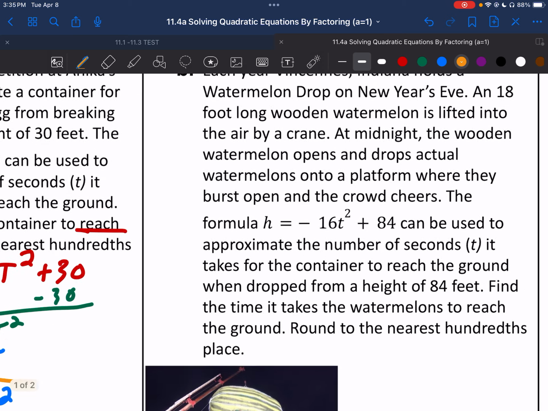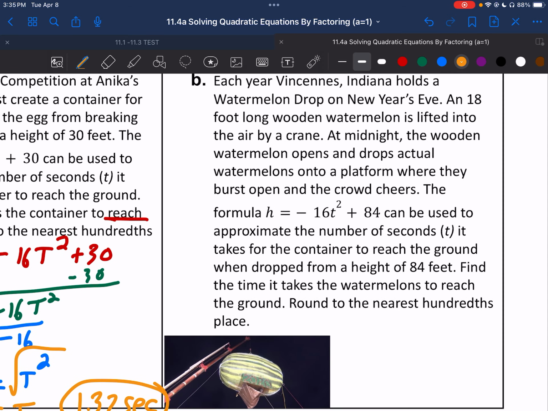Every year, Vincennes, Indiana hosts a watermelon drop on New Year's Eve. An 18-foot-long wooden watermelon is lifted into the air by a crane. At midnight, the wooden watermelon opens and drops actual watermelons onto a platform where they burst open and the crowd cheers. Because let's be real, who isn't entertained by giant fruit falling from the sky?